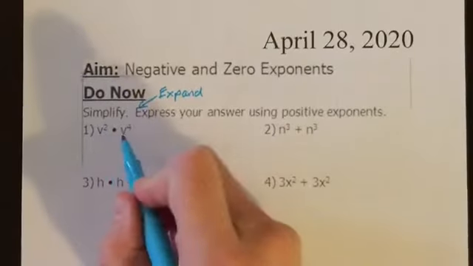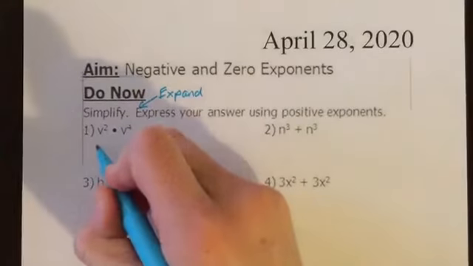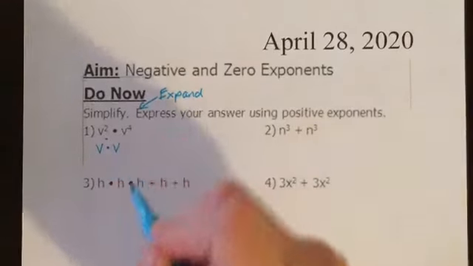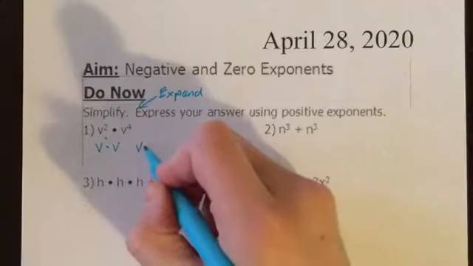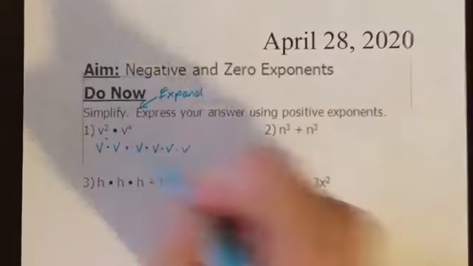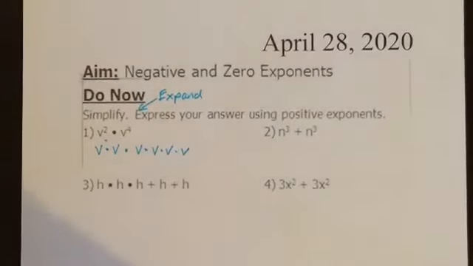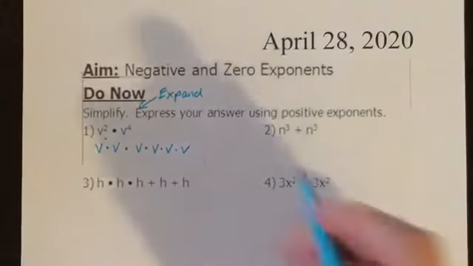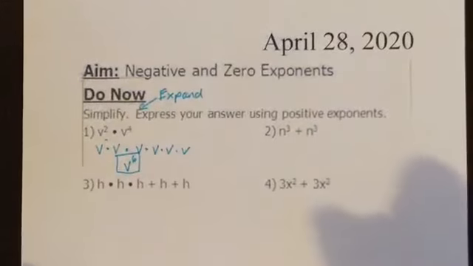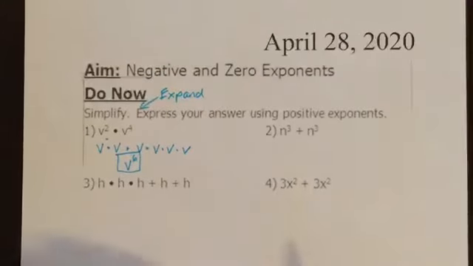So we've got v squared times v to the fourth. Okay, so v squared is going to be v times v, and then v to the fourth is v times v times v times v, and they're being multiplied. So we see I actually have v times itself 6 times, which is going to make this expression v to the 6th. Now that's simplified.